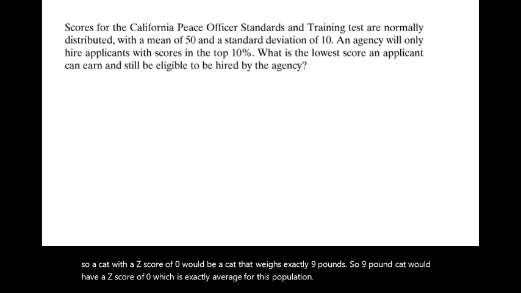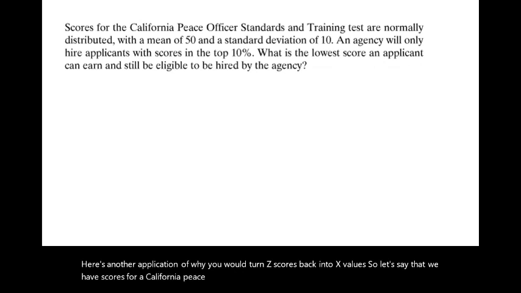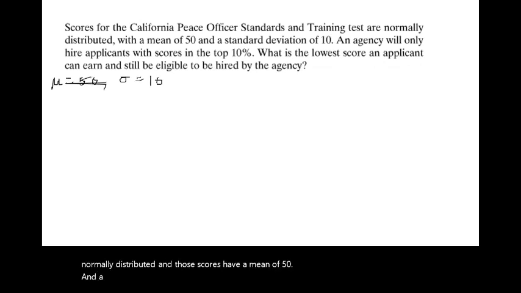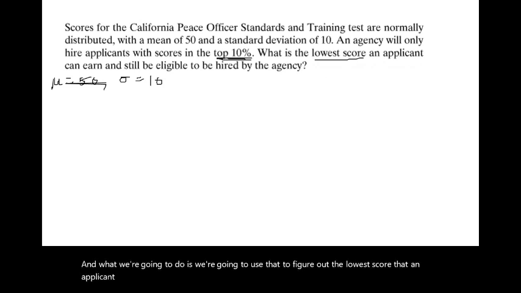Here's another application of why you would turn Z-scores back into X values. So let's say that we have scores for a California peace officer's training test. Those scores are normally distributed, and those scores have a mean of 50 and a standard deviation of 10. An agency will only hire applicants with scores that are in the top 10%. And what we're going to do is use that to figure out the lowest score that an applicant can earn and still be eligible to be hired by this particular agency.